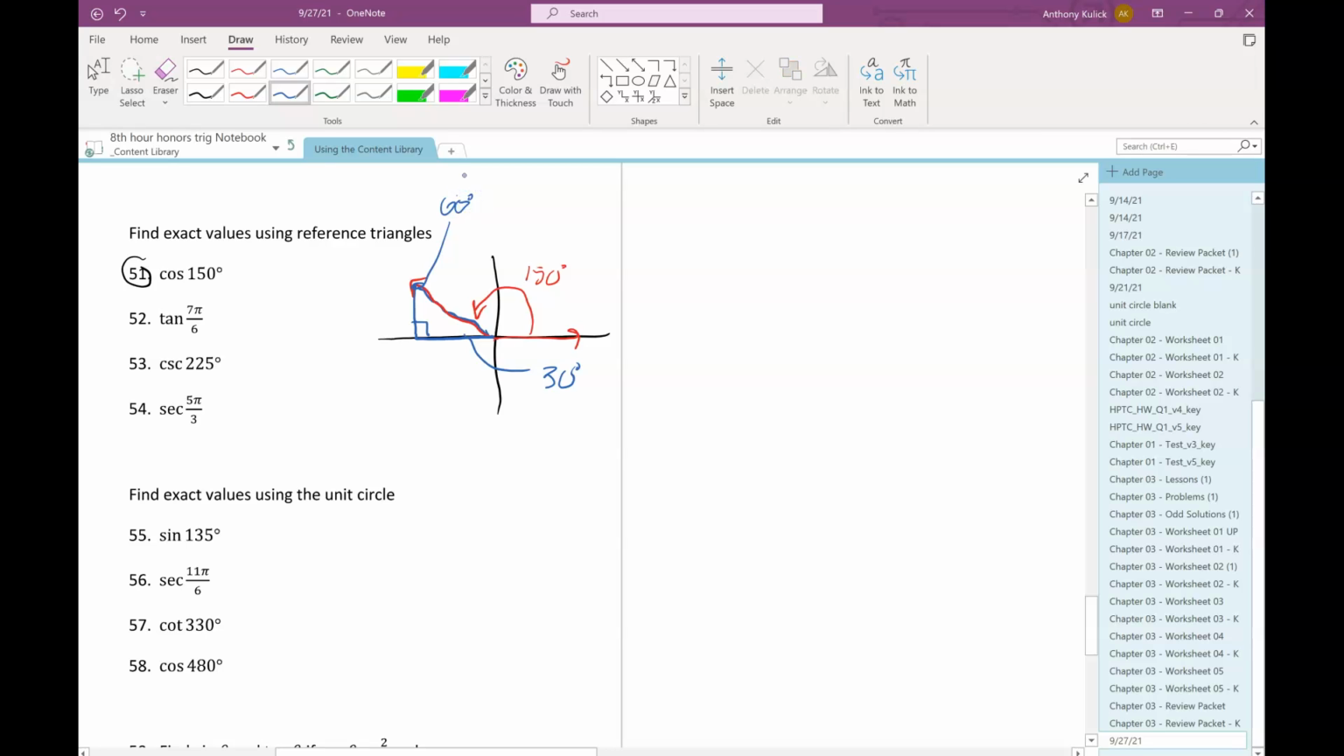So since we're in the second quadrant, I know the x direction is negative, but the y direction is positive. Since it's a 30, 60, 90 triangle, the ratios are a, a root 3, and then 2a. So far, so good there.